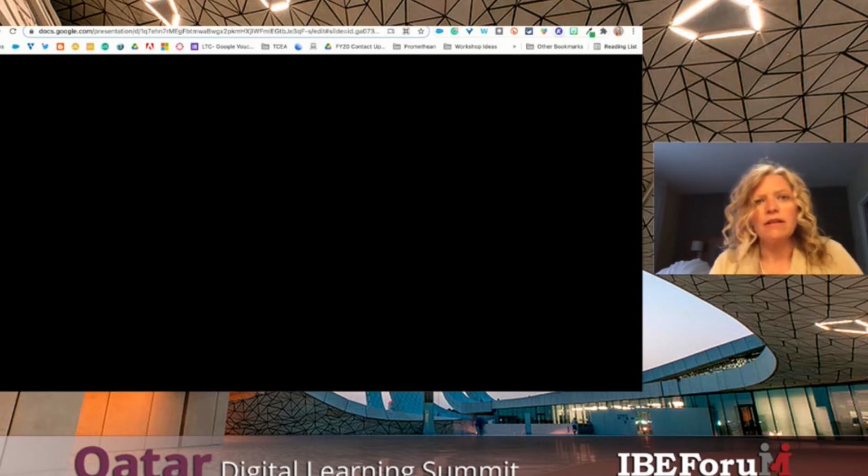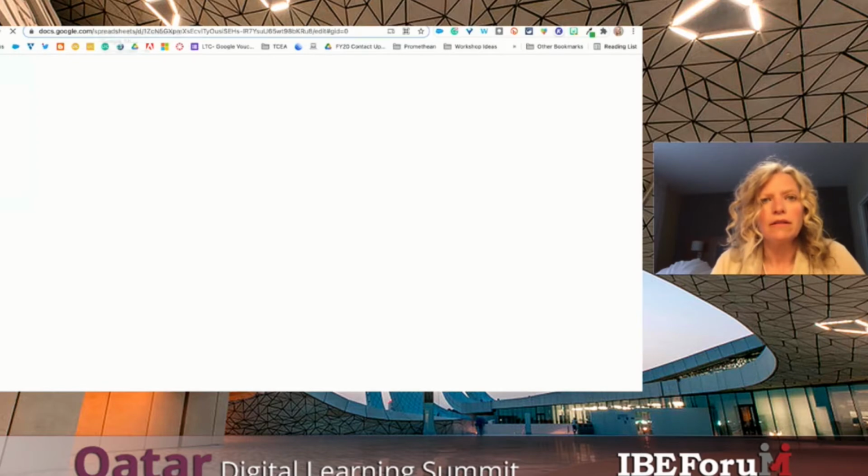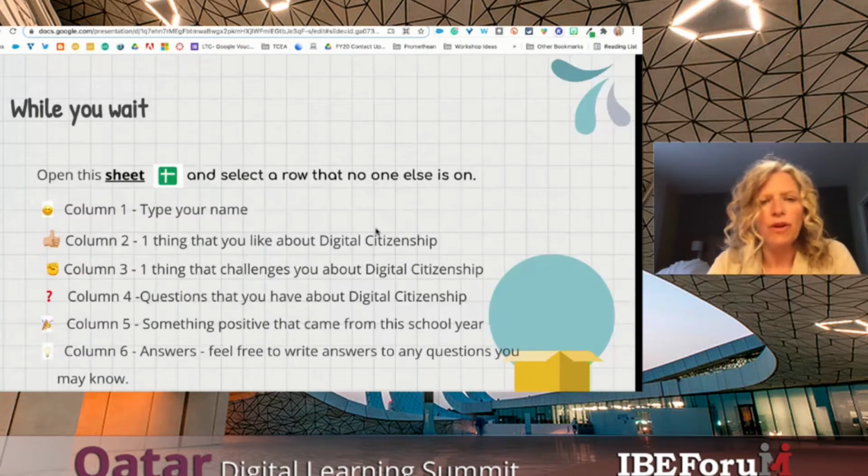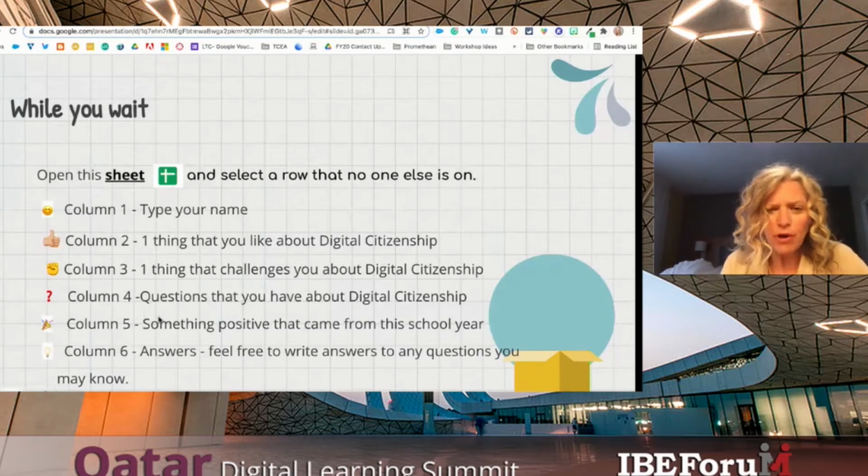On this slide, it lists in column 2, go ahead and type in one thing that you like about digital citizenship, one thing that challenges you about digital citizenship in column 3, and so forth. Column 4, questions that you may have about digital citizenship. And then column 5, something positive that came from this school year.